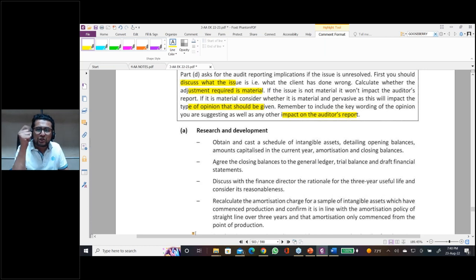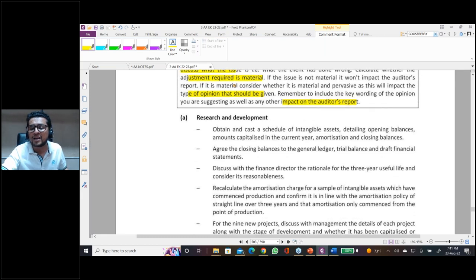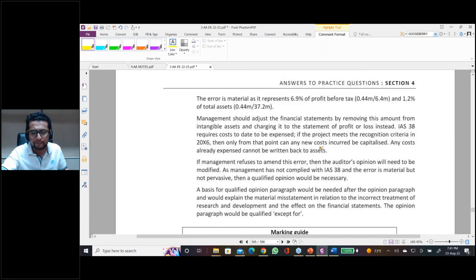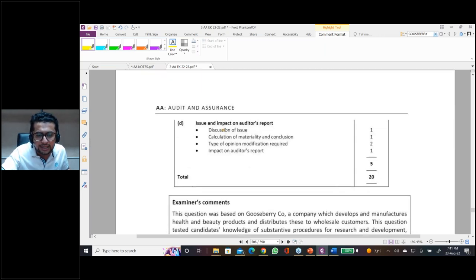Let me repeat. First of all, discuss the issue. Then calculate the materiality. Then explain what the correct accounting treatment should have been. Fourth, considering they are not making the correct accounting treatment, impact on the opinion. And then last, impact on the audit report. Okay, let me make it more simple for you. Go back to the marking scheme. We'll have a discussion of the issue from the question, one mark. We'll have a discussion on the calculation and conclusion of materiality, whether it is material or material and pervasive.